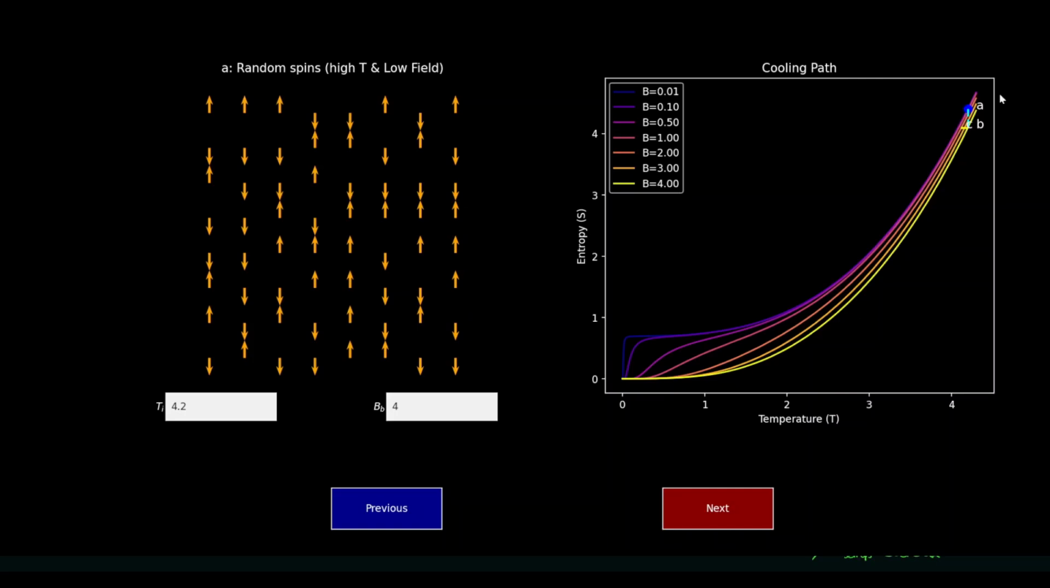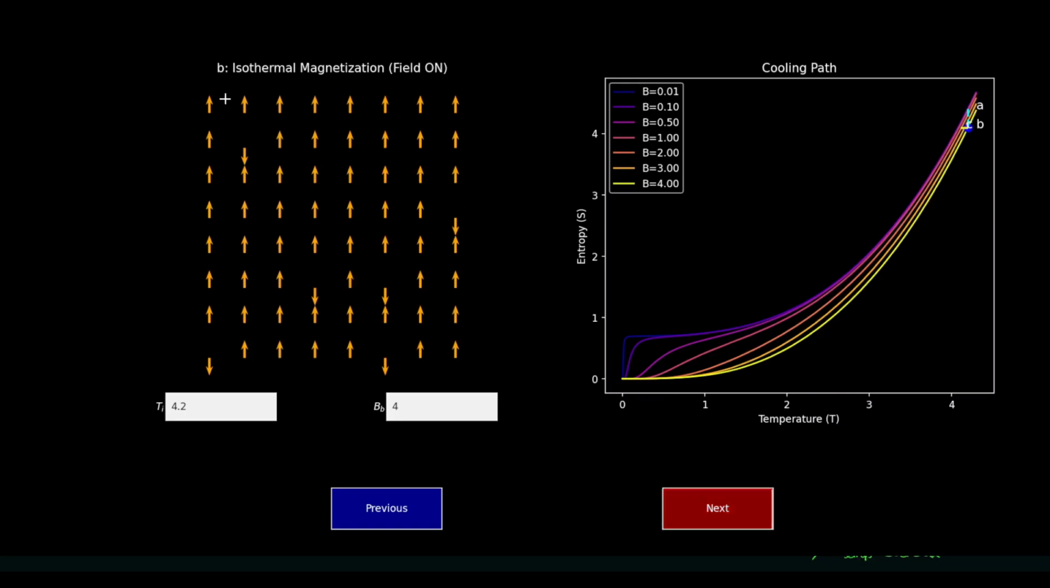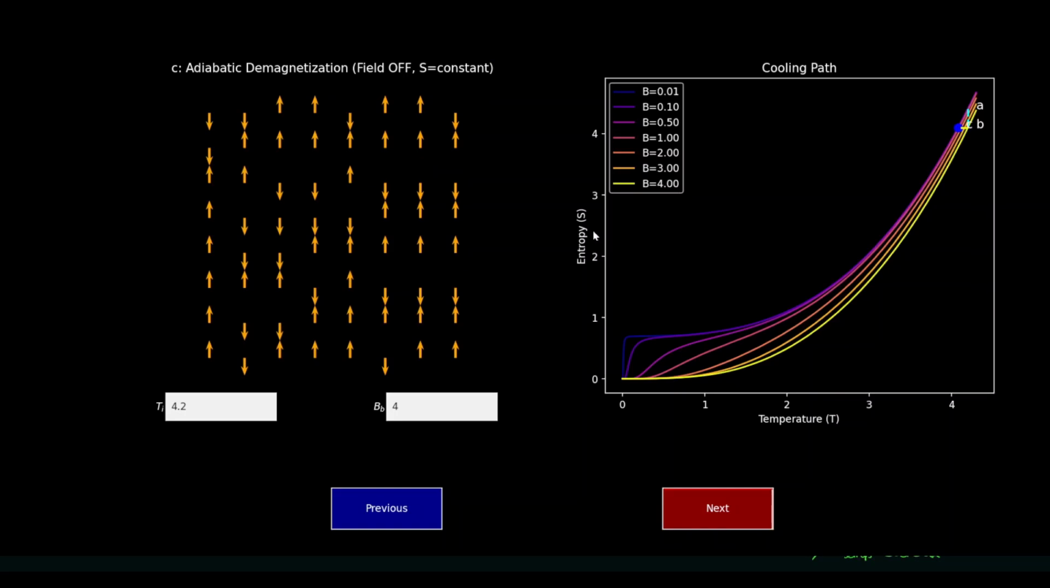Now at the same temperature 4.2, we will magnetize the sample from magnetic field 0.01 to about 4. So the system will reach point B, where most of the spins are aligned in the field direction. So this process is known as isothermal magnetization. And now the system has reached point B. Then you will thermally isolate the sample and remove the magnetic field slowly so that the total entropy is constant, but the entropy of the spins will decrease, so they again will orient in random directions.